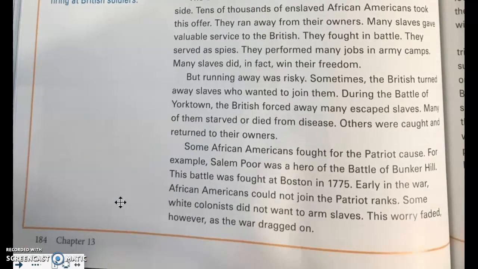Some African Americans fought for the Patriot cause. For example, Salem Poor was a hero of the Battle of Bunker Hill. This battle was fought at Boston in 1775. Early in the war, African Americans could not join the Patriot ranks. Some white colonists did not want to arm slaves. This worry faded, however, as the war dragged on.